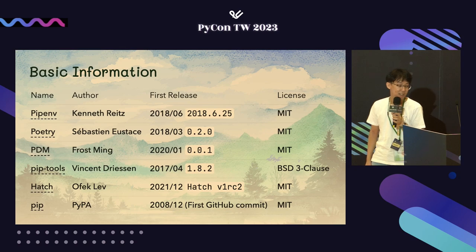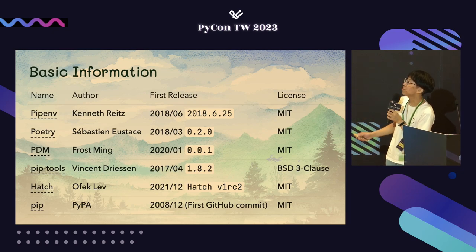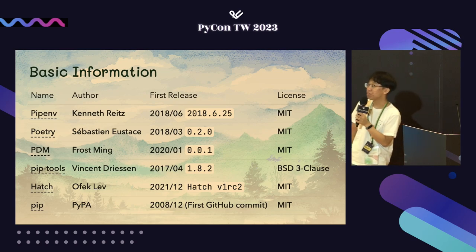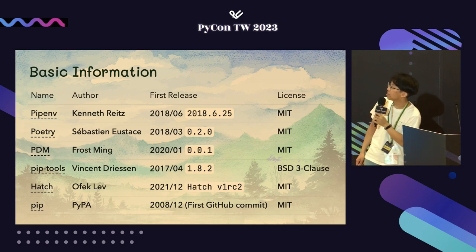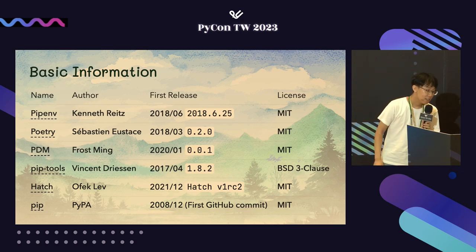These are the tools I will compare today. There are six tools: pipenv, poetry, PDM, pip-tools, hatch, and last is pip.